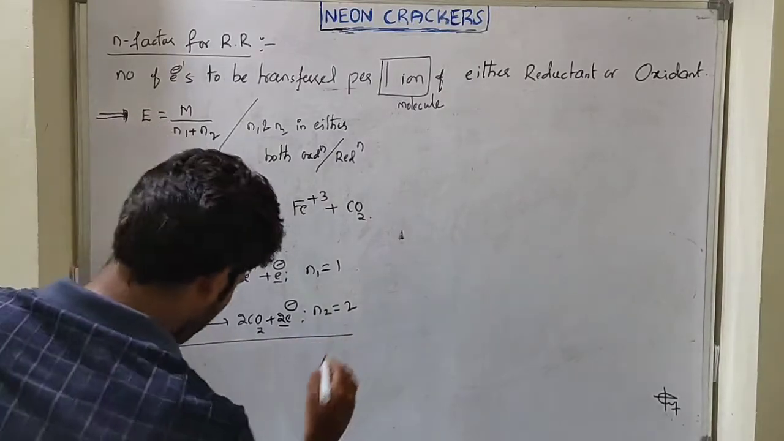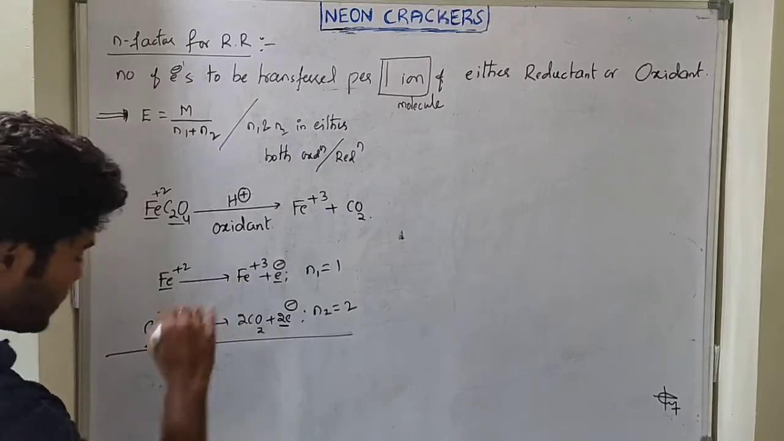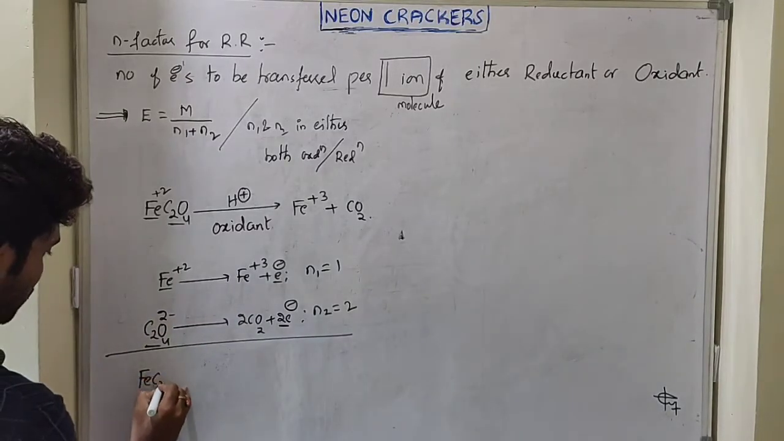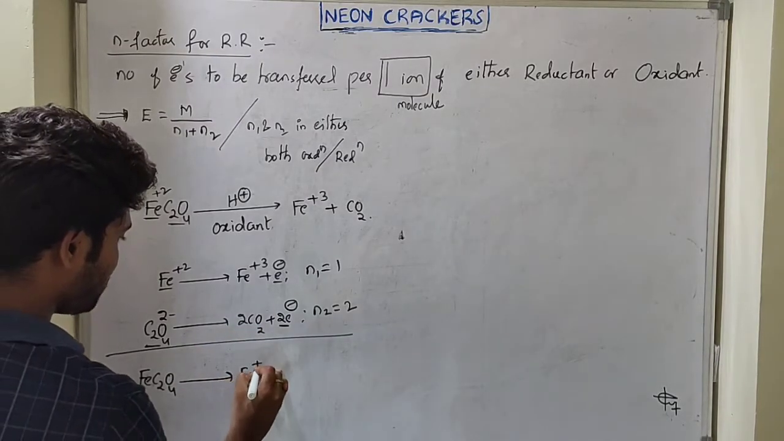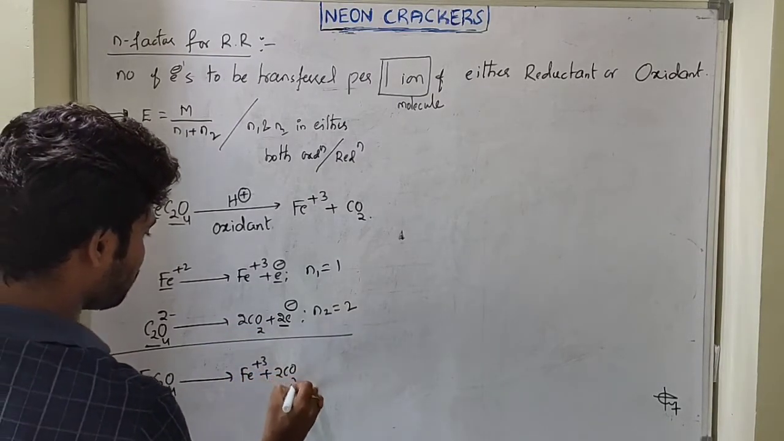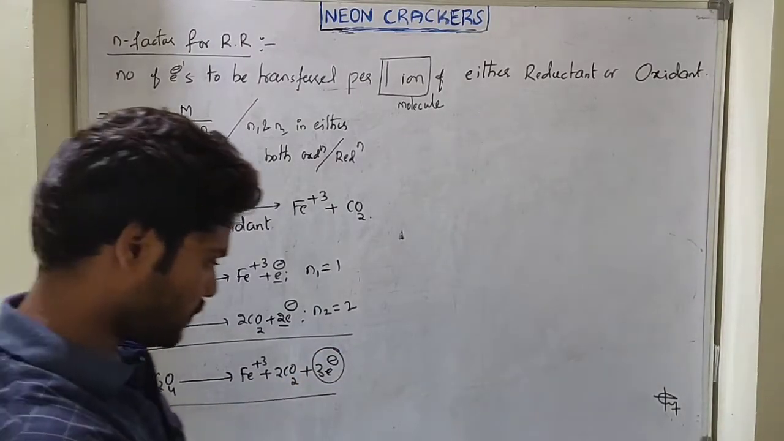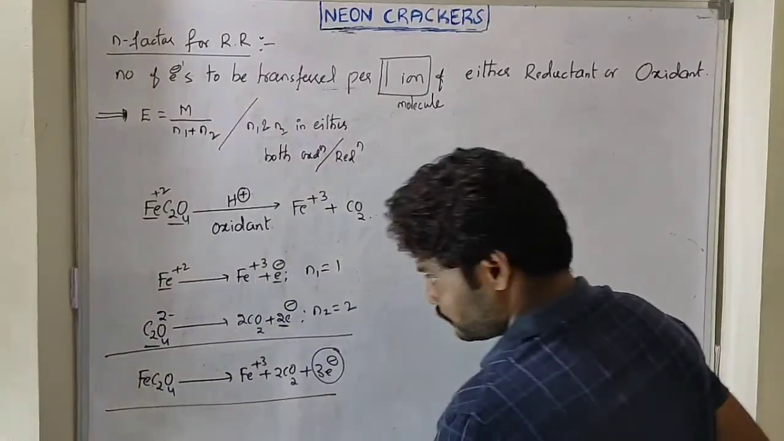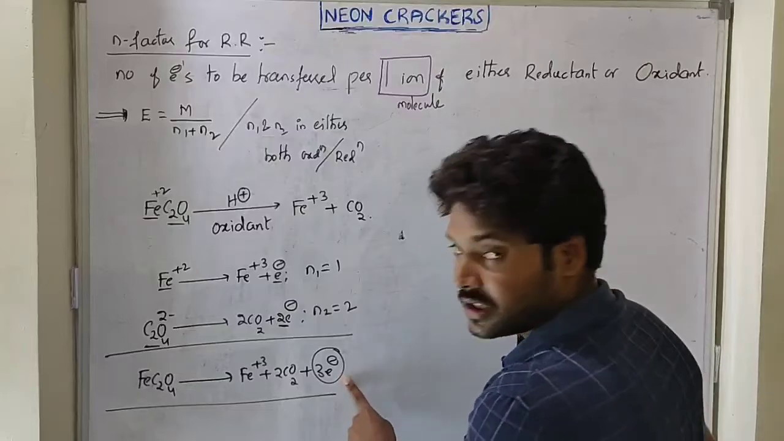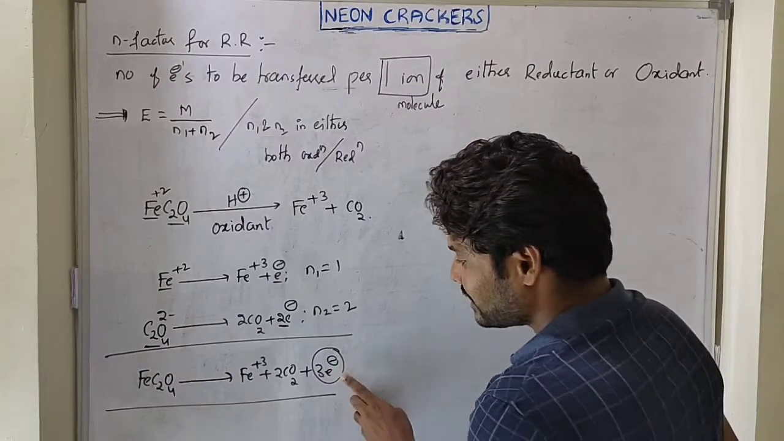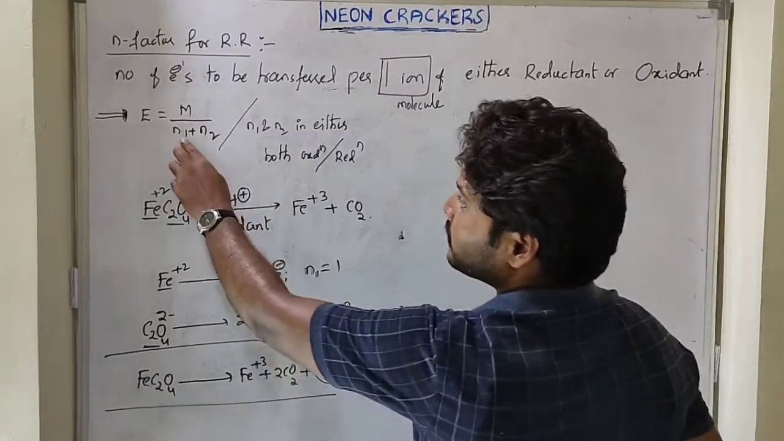Or else, if you add these two equations, Fe+2 plus oxalate ion, you can write one molecule of ferrous oxalate, and it gives Fe+3 plus 2 CO2 plus 3 electrons. This is the overall reaction. Now per one molecule, how many electrons are transferred? 3 electrons are transferred. So the N factor for ferrous oxalate is 3, which I wrote here directly.